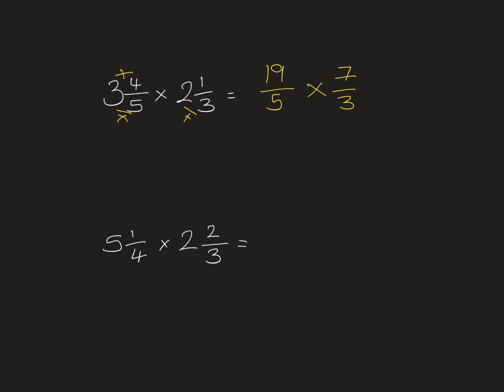And then we just need to multiply across the top and multiply across the bottom like we have done in our other videos. So the first thing we have to do there is 19 times by 7. 19 times by 7 is 133 over, and 5 times by 3 is 15. Now we need to see if we can simplify that by anything.